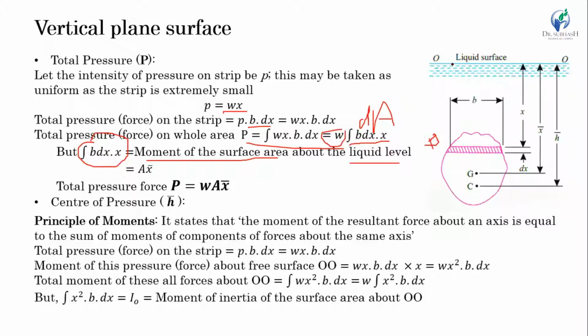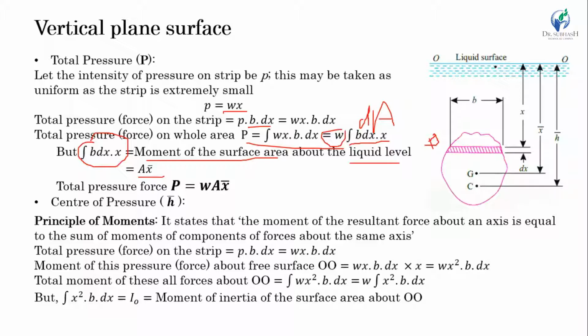When we consider the distance, we have to consider the distance to the CG, or center of gravity, of the whole area. So the equation becomes the total area of the body times the distance of the CG from the free surface of liquid, which is x bar. Here the distance of CG is what we have already considered as x bar.